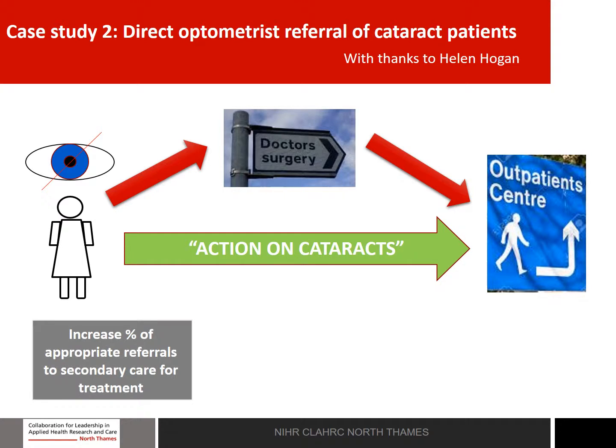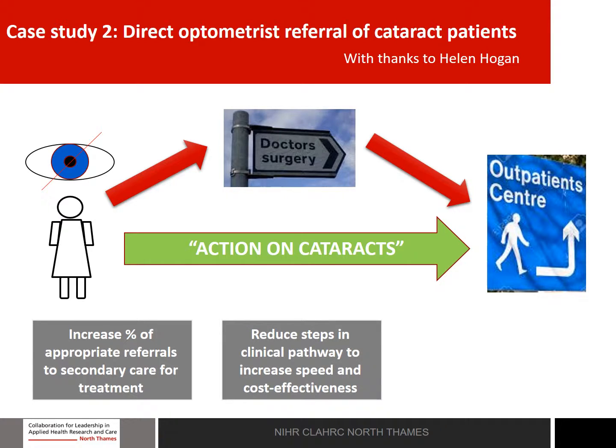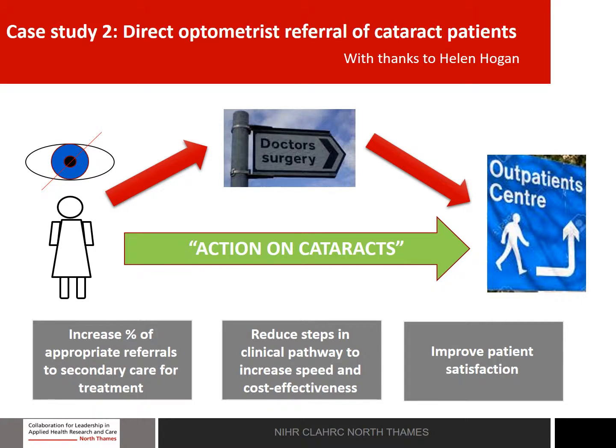The aims of the intervention to be evaluated are to increase the proportion of appropriate needs-based referrals made to secondary care for cataract treatment, to reduce the number of steps in the clinical pathway for patients with cataracts, and this should produce a referral process that's swifter and more cost-effective, and also to decrease the time spent by GPs on referral of patients for treatment of cataracts. And lastly, to improve patient satisfaction.